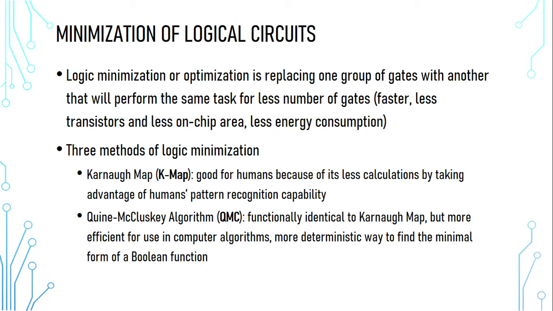Here we will check two mechanisms, Karnaugh map and Quine-McCluskey. Karnaugh map, because of our pattern recognition capabilities as humans, is good for us. Besides, Quine-McCluskey, which is functionally identical to Karnaugh map, is more efficient for computer algorithms. Also, it is a more deterministic way to find the minimal form of a Boolean function.